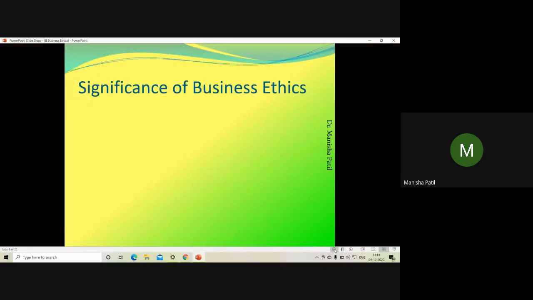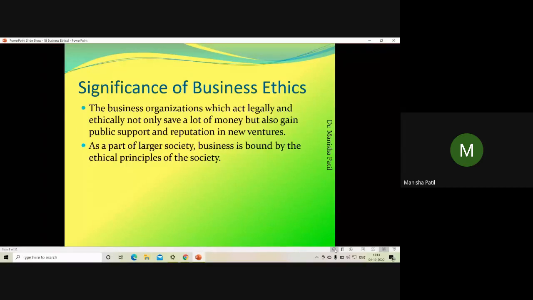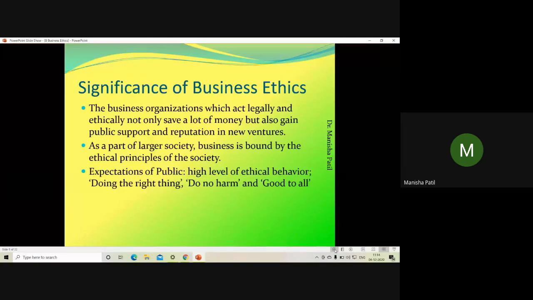Significance of business ethics. The business organizations which act legally and ethically not only save a lot of money but also gain public support and reputation in new ventures. As a part of larger society, business is bound by the ethical principles of the society. Expectations of the public: high level of ethical behavior, doing the right thing, do not harm, and good to all.